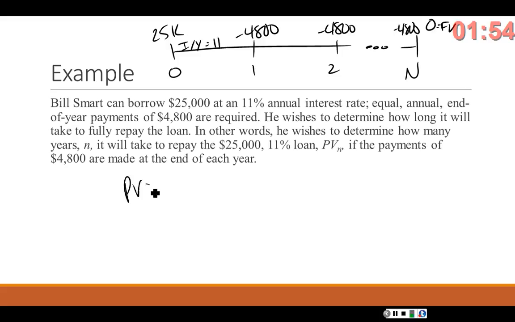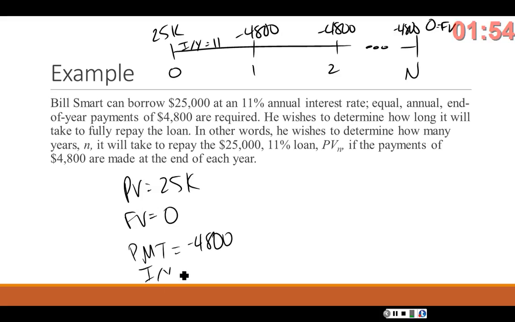The present value is a positive $25,000. Future value is 0. Payment is a negative $4,800. I know it's a payment because it's equal periodic cash flows. And the interest rate is 11. So we're wanting to solve for n.